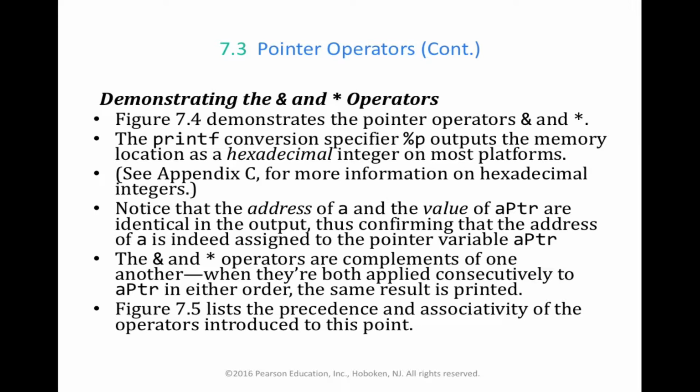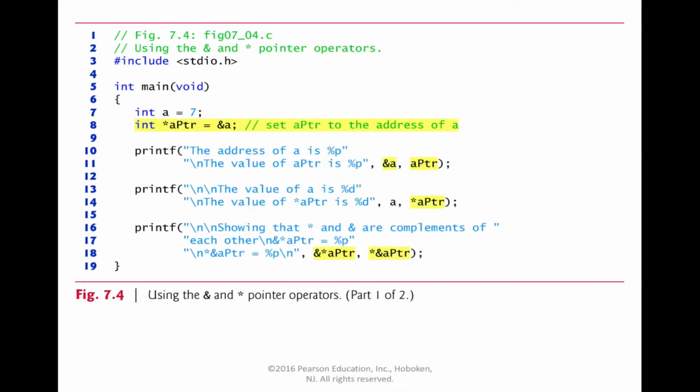When we're done with this program, we're going to take a look at the precedence and associativity of the operators that we've introduced compared to all of the other operators that we've already talked about so far this semester. So let's start off taking a look at this program. In my main method, I've got an integer variable a with the value of 7. And then I've created a pointer to that integer variable. I've called it aPtr, and I've assigned to it the address of a.